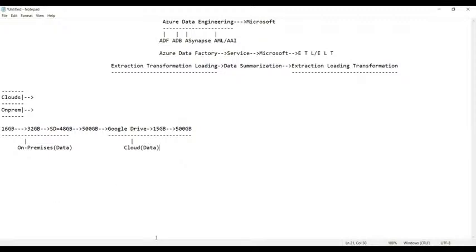Now, guys, nowadays, are we storing the data in an SD card? No, we are not. Most of us are not storing it in the SD card. We have moved from physical data to cloud data. Am I right, everyone? Am I correct or not?